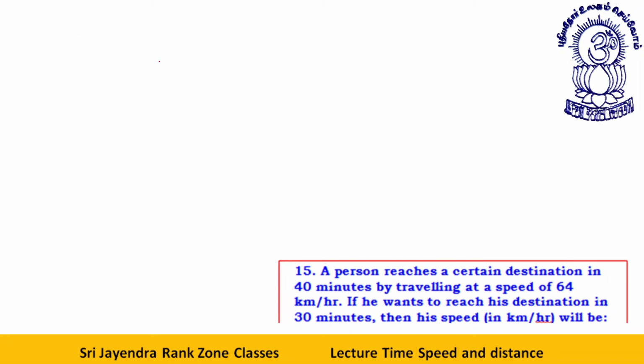I'll do whatever the question is given. What we have is a speed 1 of 64 kilometer per hour. We have a time 1 of 40 minutes. Now the person wants to cover this distance in 30 minutes. We need to determine this S2.